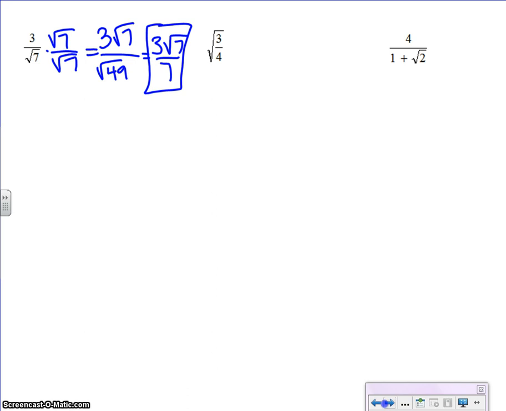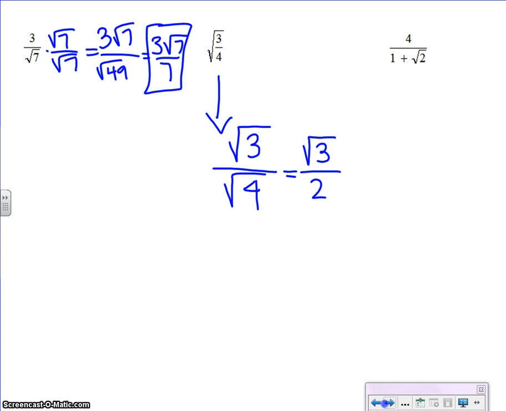I threw this middle one up there just to remind you that when we're taking the square root of a fraction, that's the same thing as taking the square root of the numerator and the square root of the denominator. So we're going to have to get rid of that square root sign in the denominator. Now before you go multiplying by the square root of 4 over the square root of 4, square root of 4 is a perfect square. So we're just going to simplify that to root 3. The square root of 4 is 2.